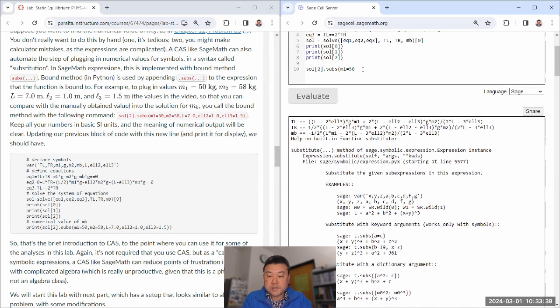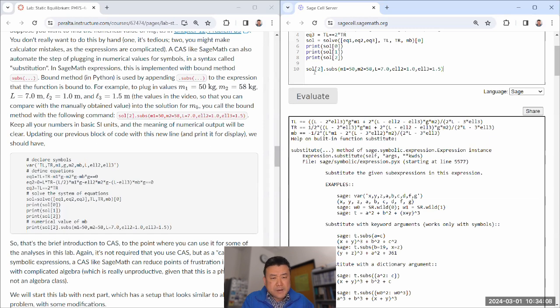That's what a keyword argument is in the Python context: m2 is equal to 58, L is equal to 7.0, L spelled out 2 is equal to 1.0, L spelled out 3, part of the variable name, is equal to 1.5. So keep all your numbers in basic SI units, and the meaning of the numerical output will be clear. It'll be in basic SI units. Updating our previous block of code with this new line and print it for display.